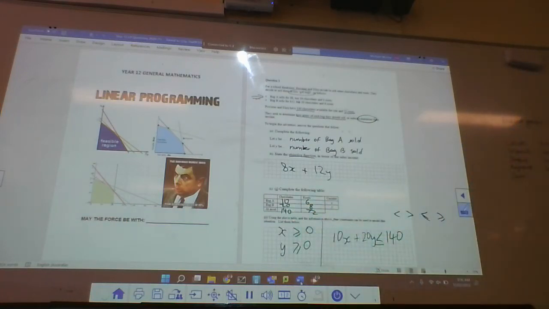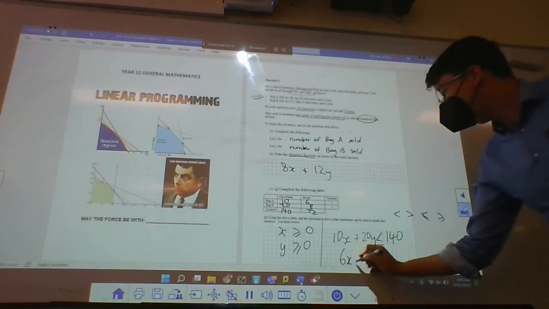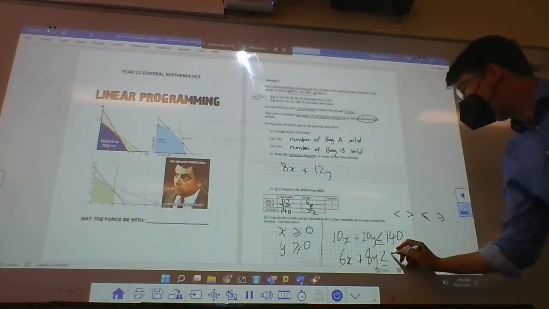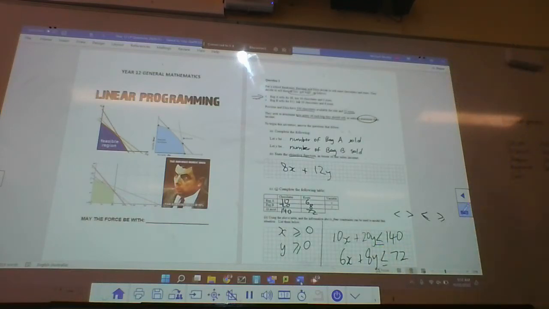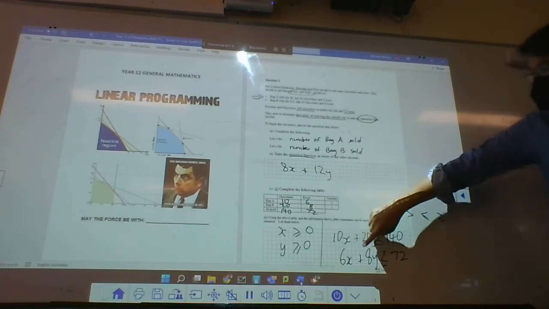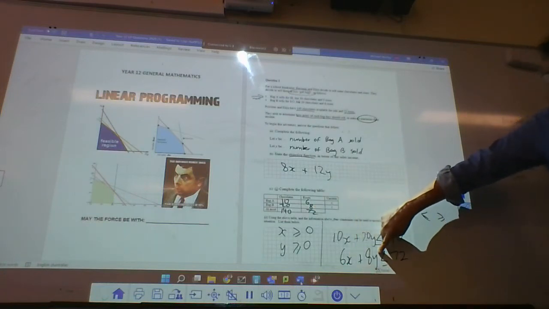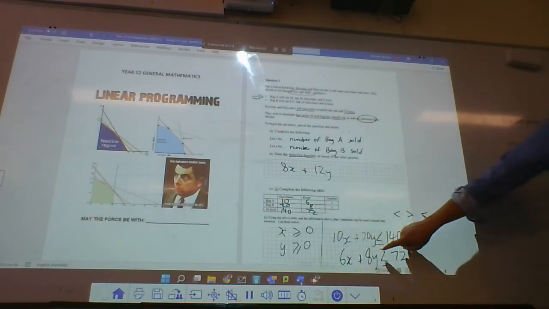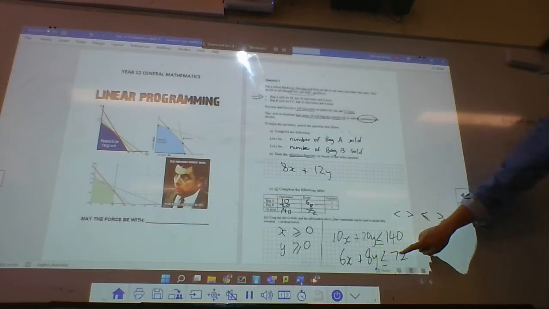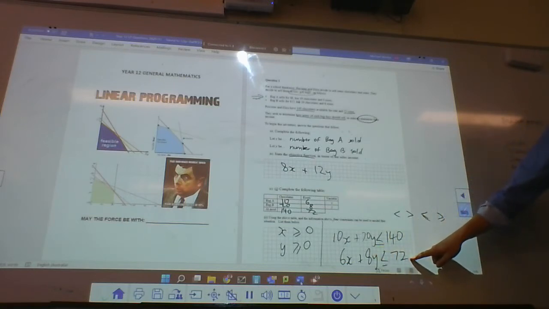There's one more equation. 6x plus 8y is less than or equal to 72. Good, you picked up the pattern. 6x plus 8y has to be less than or equal to 72, because 6 lots of bag A plus 8 lots of bag B, that's how many chocolate roses are in bag B, has to be less than or equal to 72. Okay?